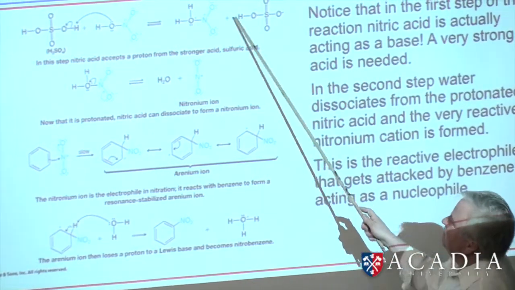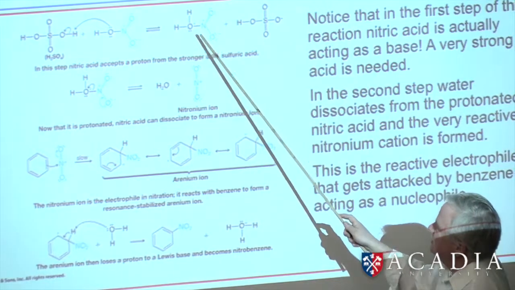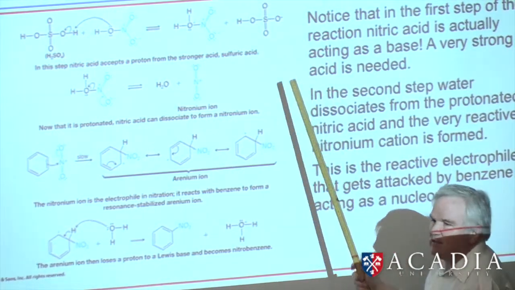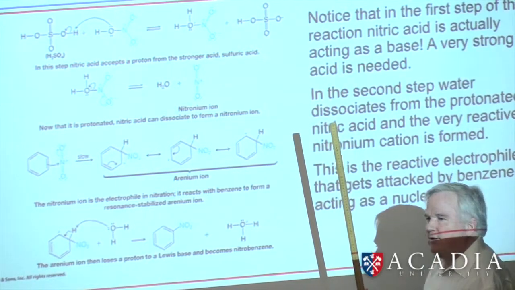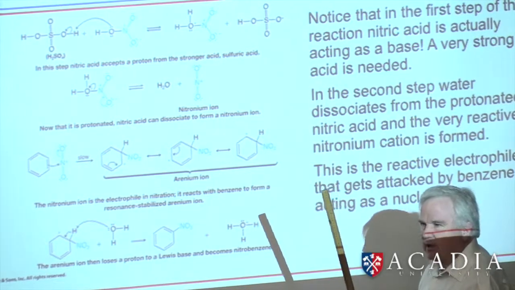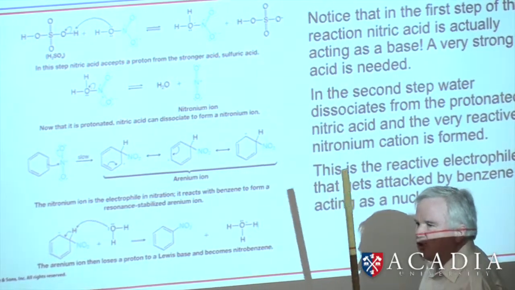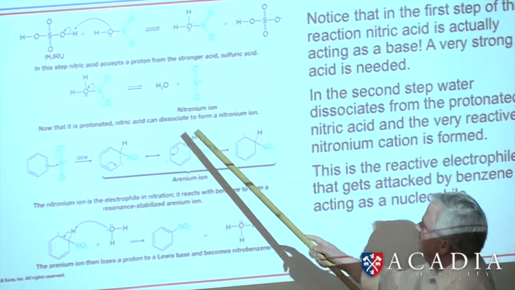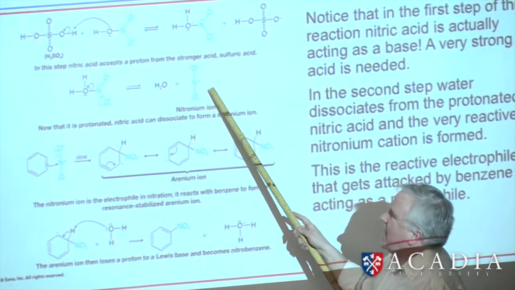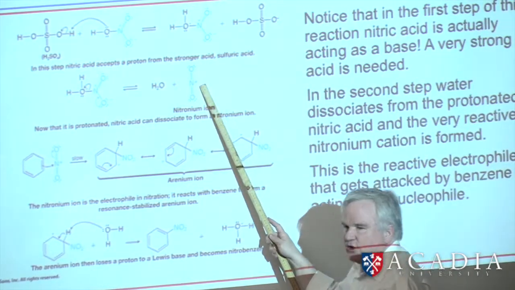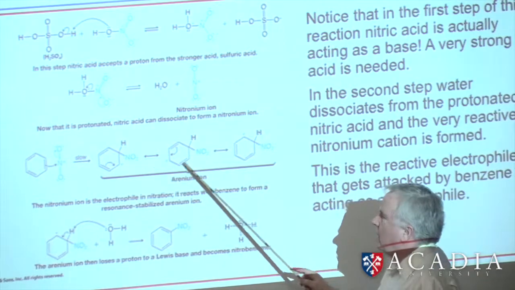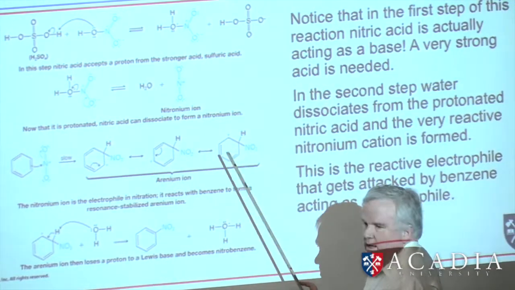So the first step is just an acid-base reaction with nitric acid as our base and sulfuric acid as our acid. So that's a nice concept there. It reminds you that just like water can act as an acid or a base, nitric acid can be an acid or a base if we have a strong enough acid. The next step then is just the dehydration. This is now our electrophile. It's a souped up electrophile that reacts with the aromatic ring to form our arenium ion intermediate.